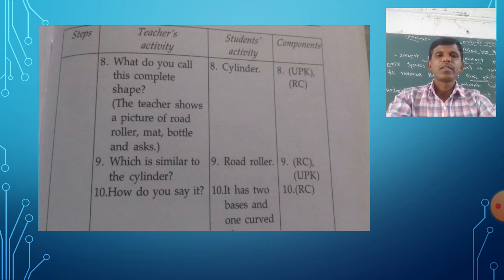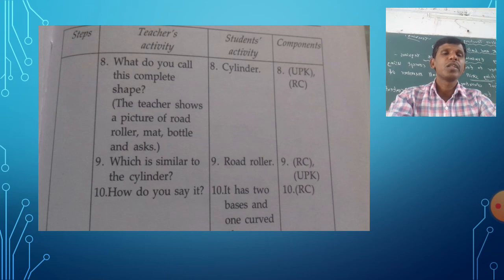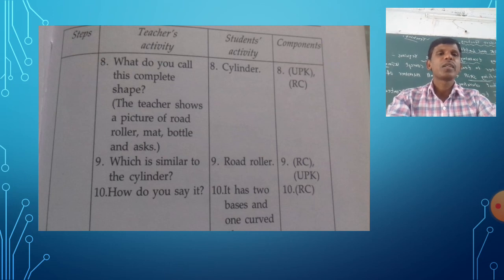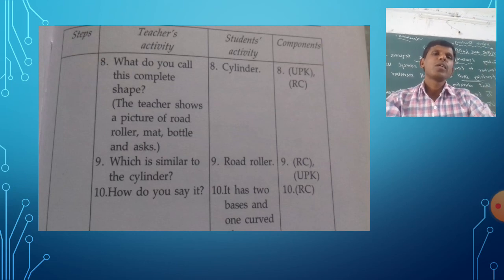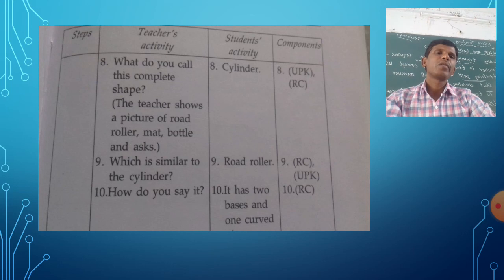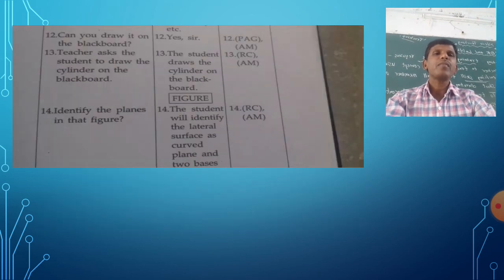How do you say it is a cylinder? The teacher asks. Then it has 2 bases and 1 curved surface. So if the student has the knowledge that if there are 2 bases and 1 curved surface in any geometrical figure or shape, it is called a cylinder. So this is called continuity and relevancy of the questioning. Then the student gives a reply, and we have to write the components with a pencil or C. Then they move to the next question.